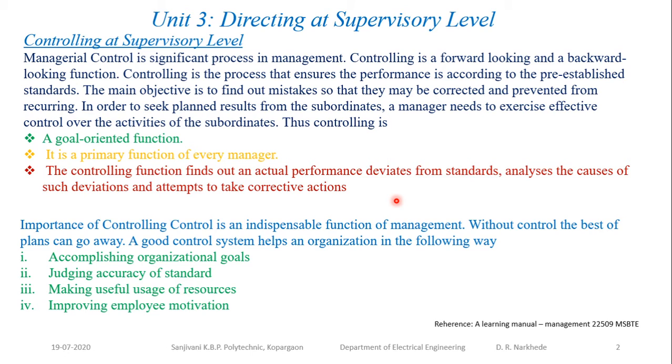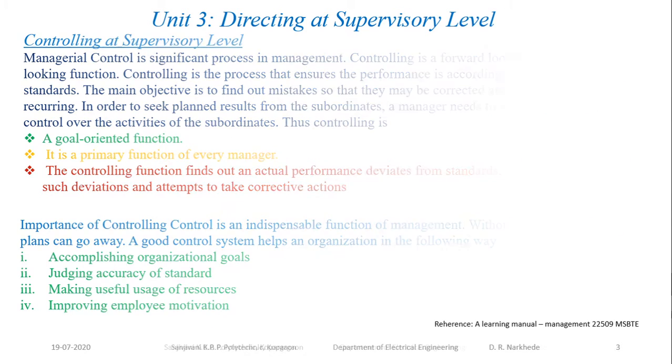Then, improving employees' motivation. A good control system ensures that the employees know well in advance what they are expected to do. OK, it helps employees to give their best performance. So these are some things which really help. That is, it will accomplish the organization goal, judge the accuracy, make useful use of the resources and improve the employee motivation level, because he knows well in advance that he has to perform this task.